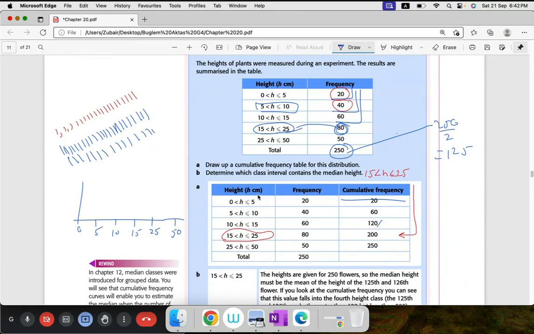And we are going to use these upper values only. In case of median, we used midpoint. Now we are going to use these upper values only. So at 5 it is 20, at 10 it is 60, at 15 it is 120, 25 it is 200, and then 250. So I get this cumulative frequency curve.